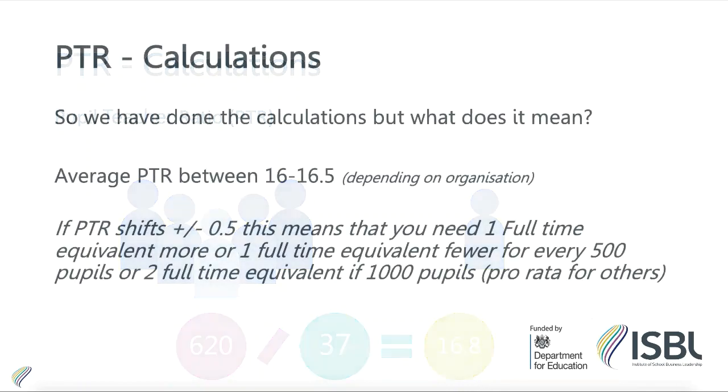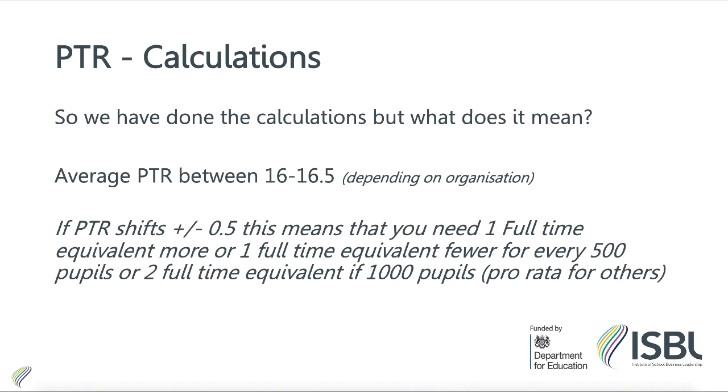So we've done the calculations, but what does this mean? Well, as it says on the screen, if the pupil-teacher ratio shifts by 0.5 either way, this could mean that you need one full-time equivalent more, one full-time equivalent fewer for every 500 pupils.